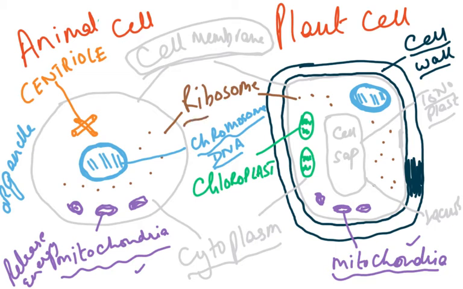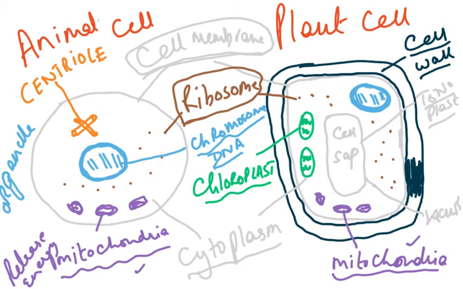Ribosomes are the site of protein synthesis, where amino acids are put together and converted into proteins. So ribosomes are the site of protein synthesis. Now ribosomes are present in both animal and plant cells. Now coming to the differences, the first difference is that there's the cell wall. The second difference is that there are chloroplasts present in some of the plant cells.